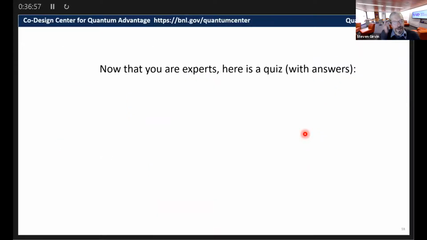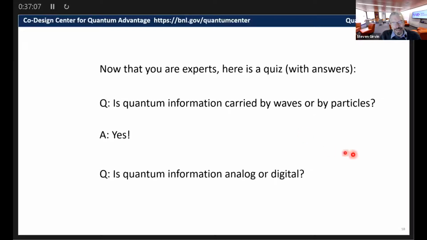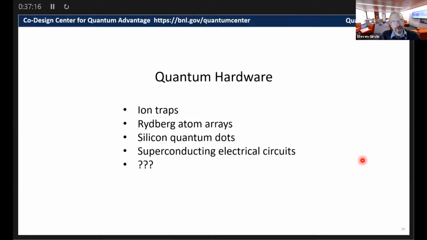All right, well, now that you're experts, here's a quiz. Don't panic, I'll give you the answers. Is quantum information carried by waves or particles? Yes. Is quantum information analog or digital? Well, I've just showed you the answer is, again, yes. Okay, so what kind of hardware do we use to build quantum computers? Well, you can have what are called ion traps.